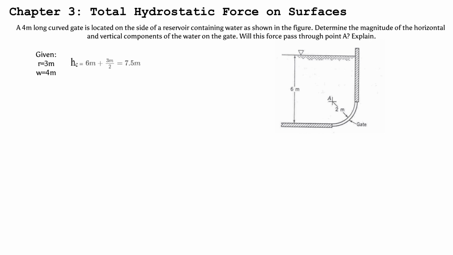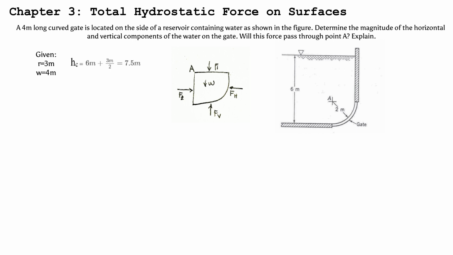First, let's put down all the given values. Radius 3 meter, width 4 meter. The gate is shaped like a quadrant of a circle, hence the height of the gate is equal to its radius. The depth of the gate, HC, is the height of the reservoir, which is 6 meter, plus the radius, which is 3 meter, divided by 2, equals 7.5 meter. So now, let's make our free body diagram.